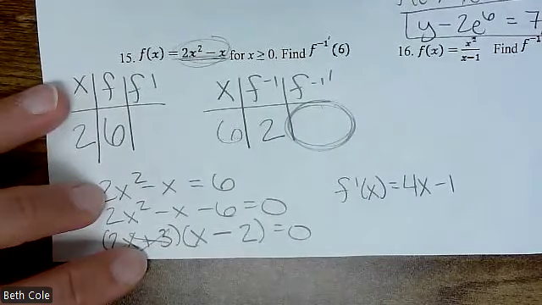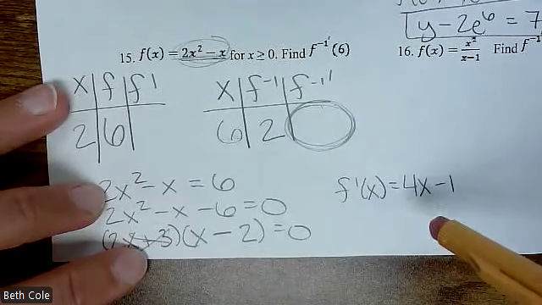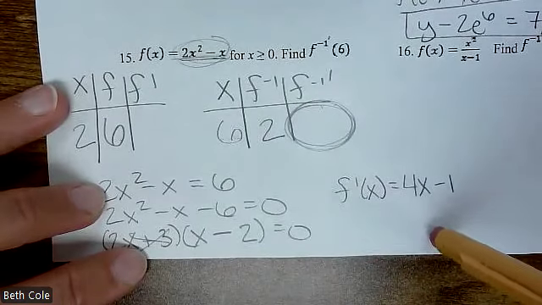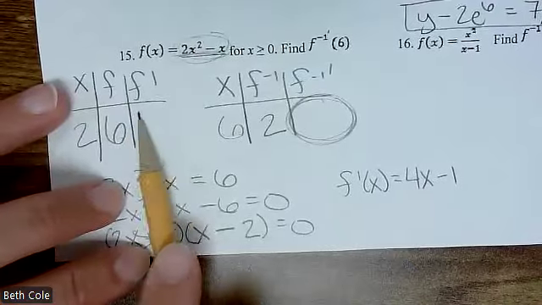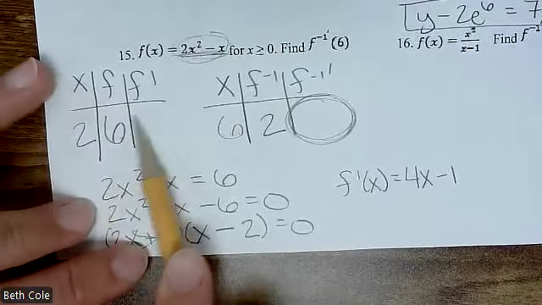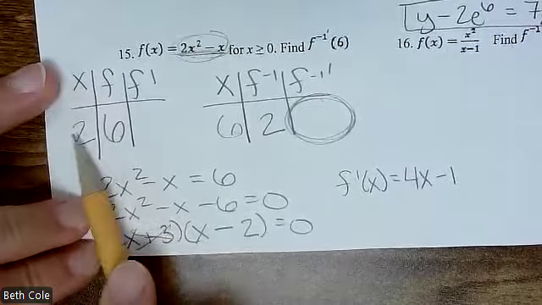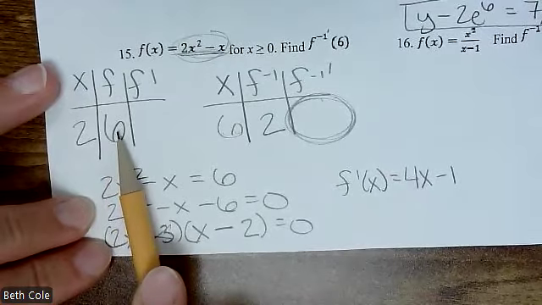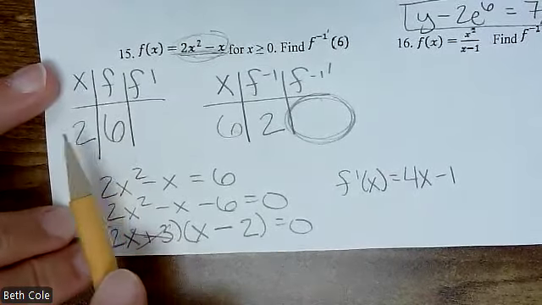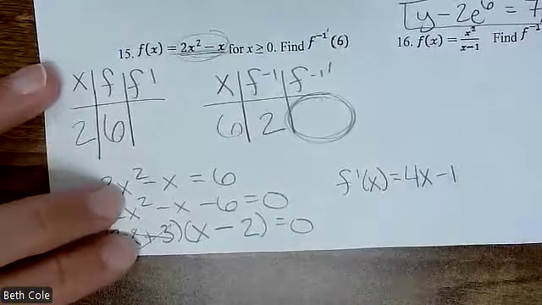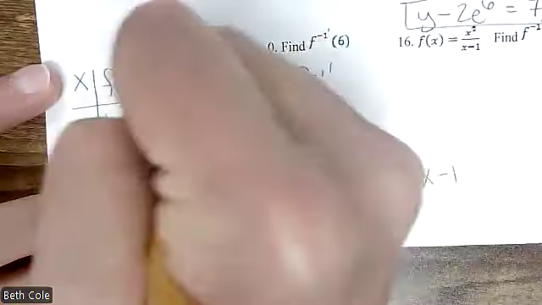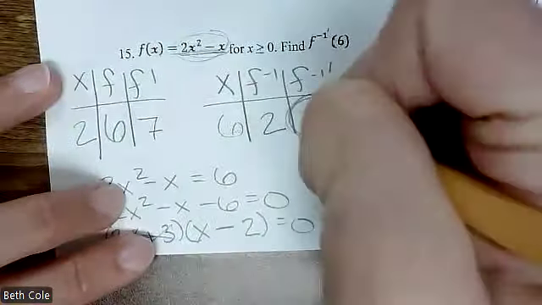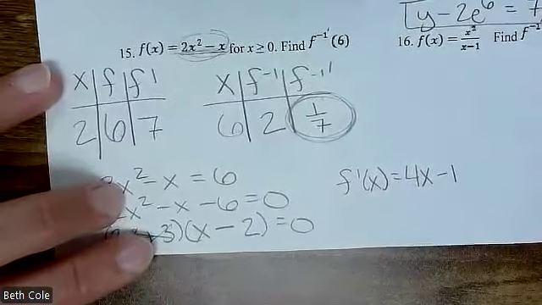Here is the step that gets people. Do you want to plug in the 2 or do you want to plug in the 6? Well, you're trying to get this answer, so you would want to plug in 2. In multiple choice, one of the wrong answers will be if you plugged this in instead, I guarantee it. Okay, but you want to plug in 2. So if you plug in 2 to that, what are you going to get? 7. And so your answer to the whole thing is 1, 7.